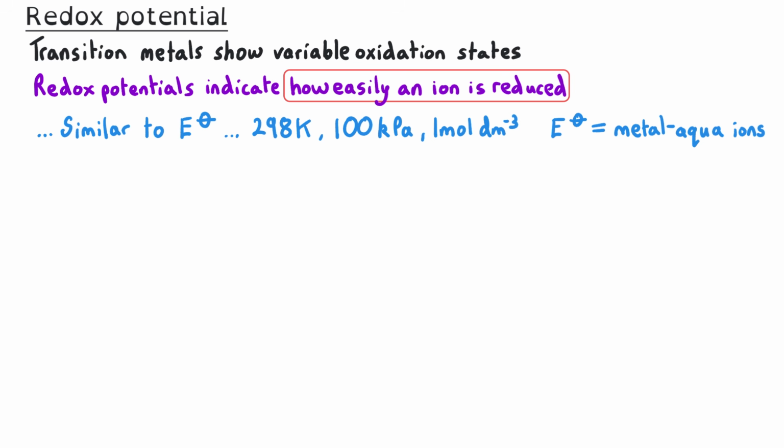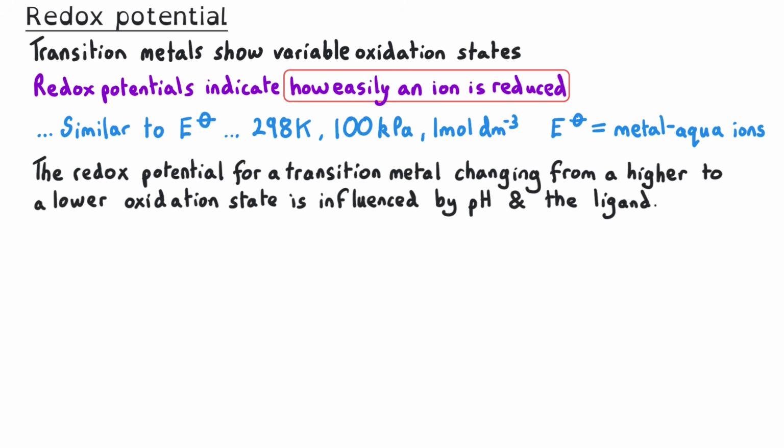They are slightly different though, because where the standard electrode potentials are measured for metal aqua ions, the redox potential for a transition metal changing from a higher to lower oxidation state is influenced by the pH and the ligand.